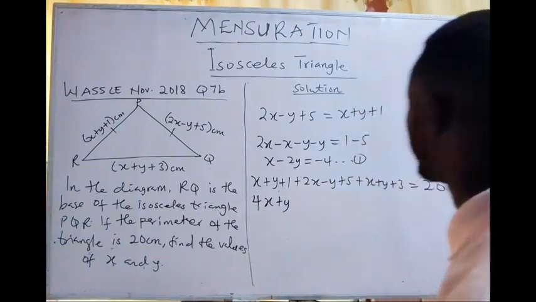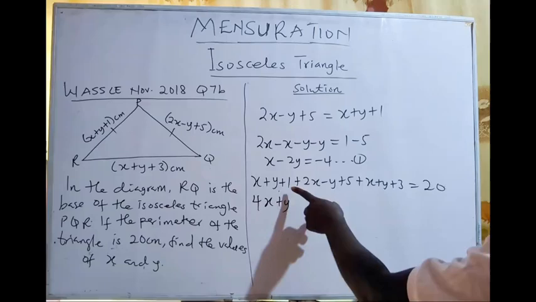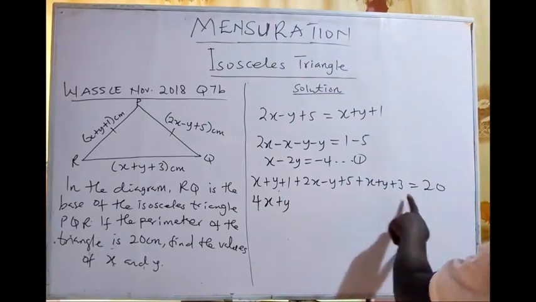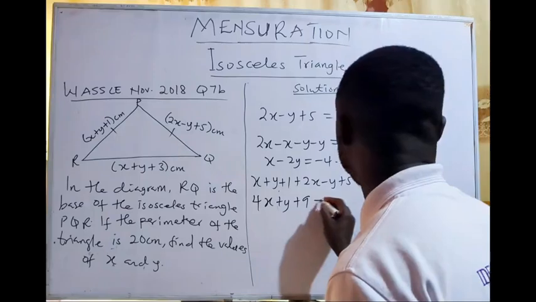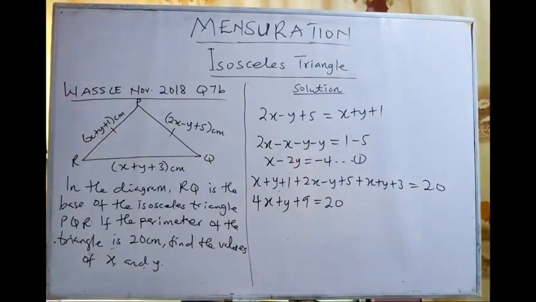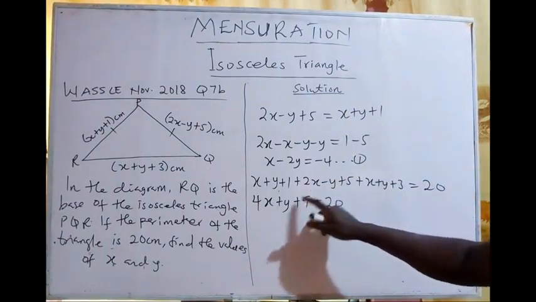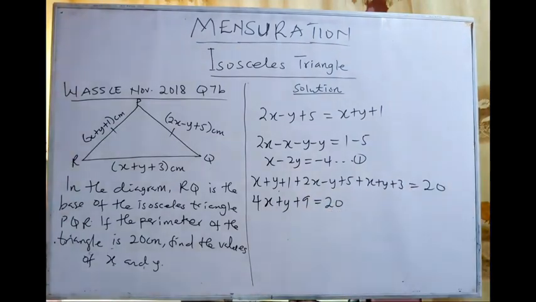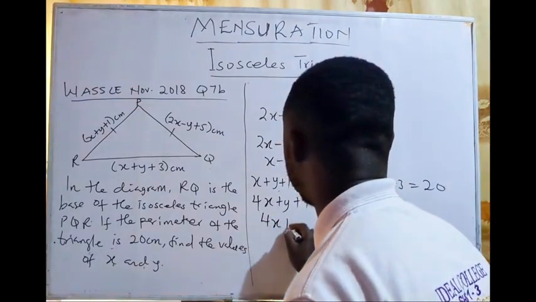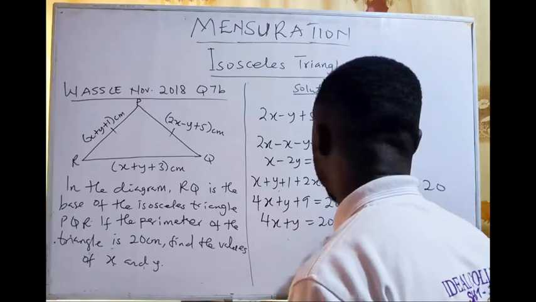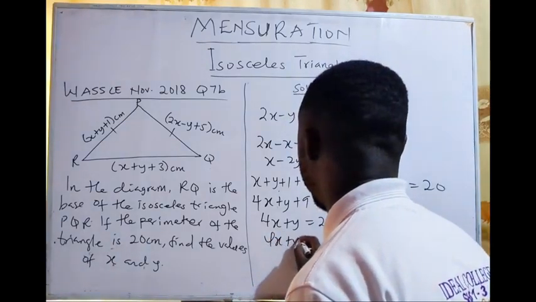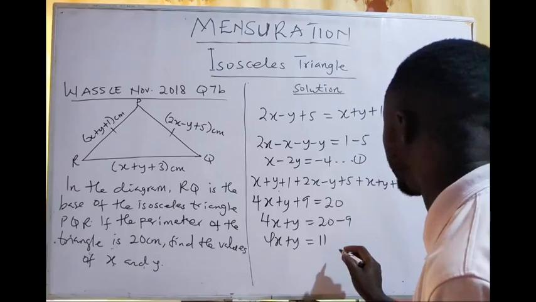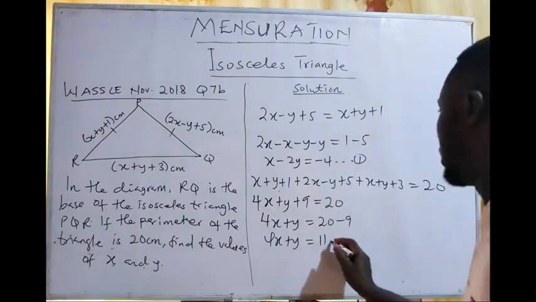Okay, then we have constant numbers, so 1 plus 5. That will give us 6 plus 3, that will give us 9, equal to 20. So x plus 2x plus x, y minus y plus y, and then 1 plus 5 plus 3 will give us 9. So we can have this equation as 4x plus y equal to 20 minus 9, and 4x plus y can be equal to what? 20 minus 9 will give us what? 11. And we are going to get our equation 2.